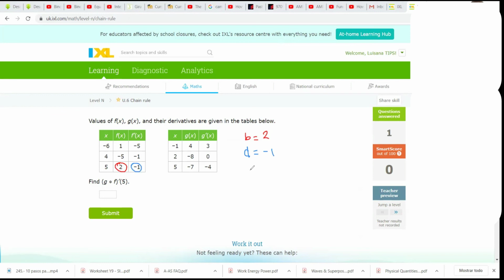Then, how do we find e? We plug that number 2, this number, into the other function, but in the derivative of the function. So we get 0. And e equals 0. Then we multiply d times e. And in this case, 0 times -1 is 0. Let's see if I made it right.